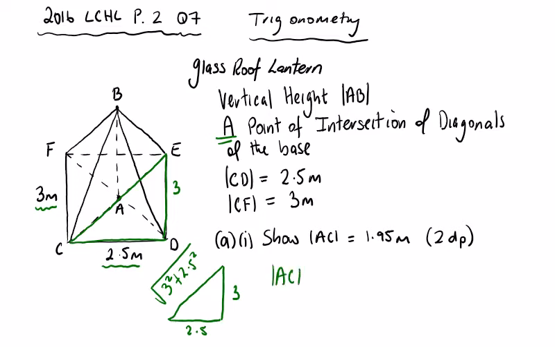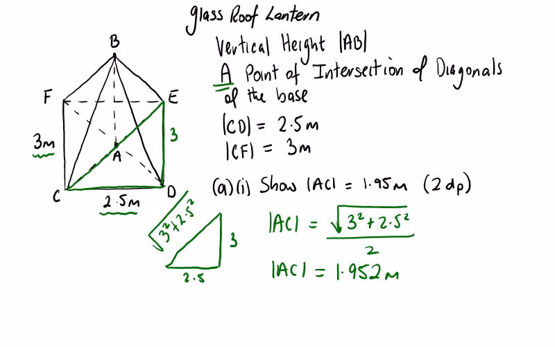So AC, we can type this into our calculator. It's decimal places, so it doesn't work out evenly. The square root of 3 squared plus 2.5 squared, divided by 2, equals, on a calculator, 1.952. And we're looking for 2 dp, so 1.95 meters, which we are asked to show.